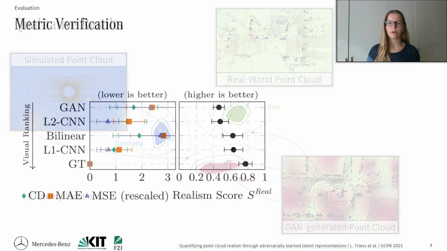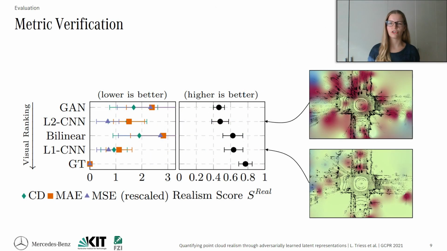In one of our experiments, we compared different traditional and deep learning-based methods for LiDAR point cloud upsampling, shown on the y-axis of the figure. The right values show the realism score of our metric, while the left side shows the baseline metrics. In general, the baseline methods show a trend, but no clear correlation to the degree of realism, while our metric orders the upsampling methods according to human visual judgment.